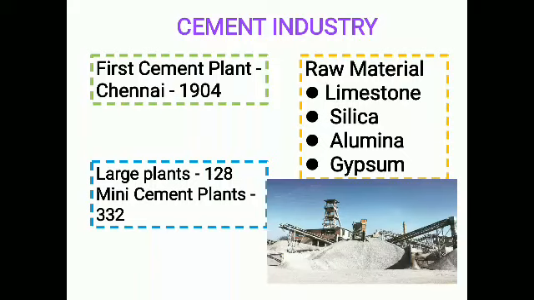The first cement industry was set up in the year 1904 at Chennai. In India we have 128 large cement plants and 332 mini steel plants. And the raw materials used for this industry are limestone, silica, alumina and gypsum.